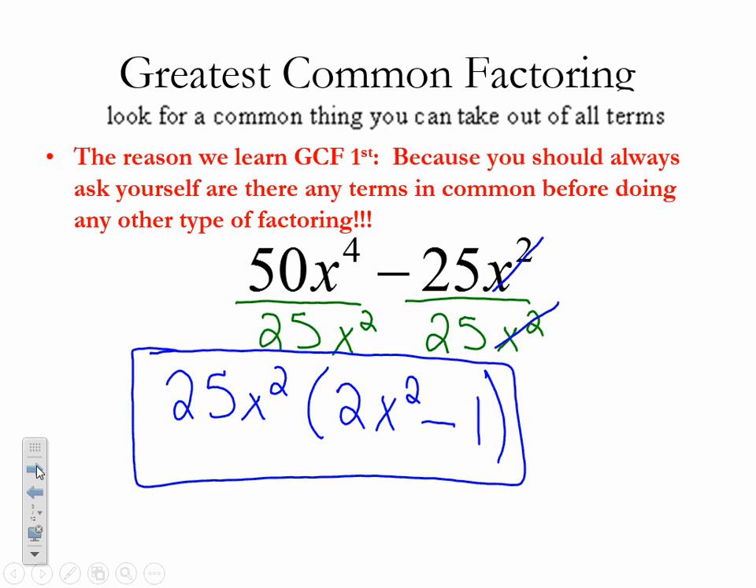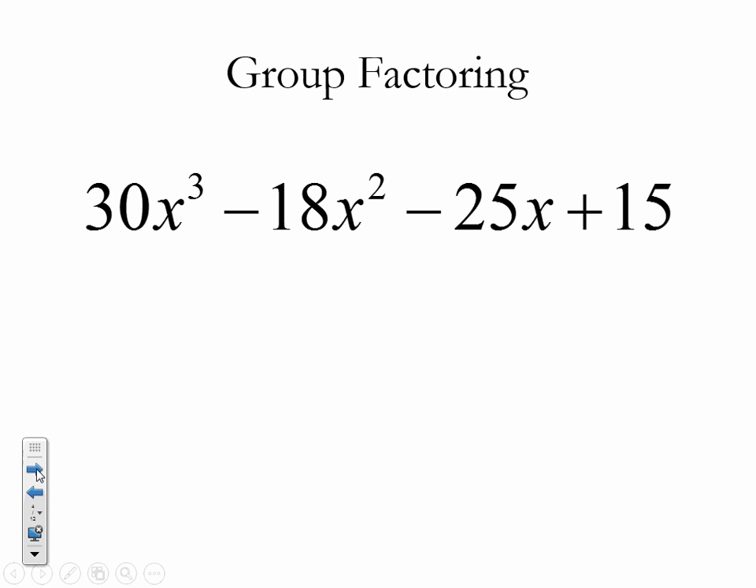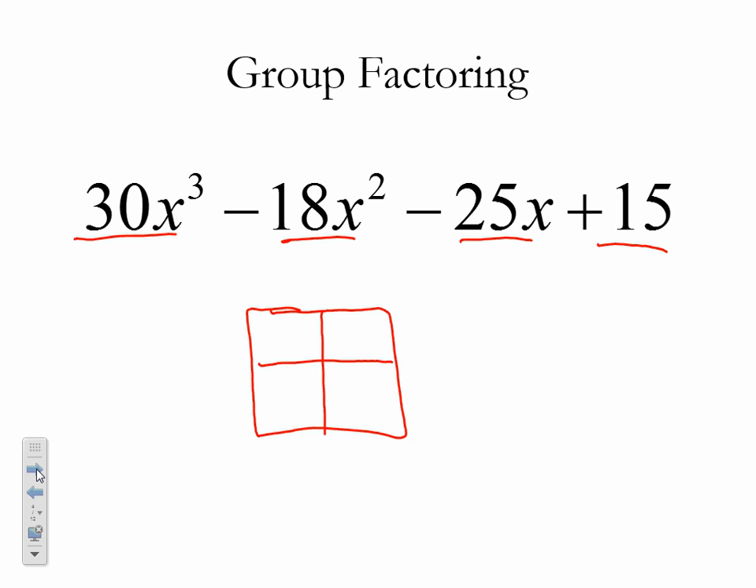All right, moving on to the next one. Grouping. If we have 4 terms, so 1, 2, 3, 4 terms, all we have to do is put it into our box. So we have 30x cubed, negative 18x squared, negative 25x, and 15.